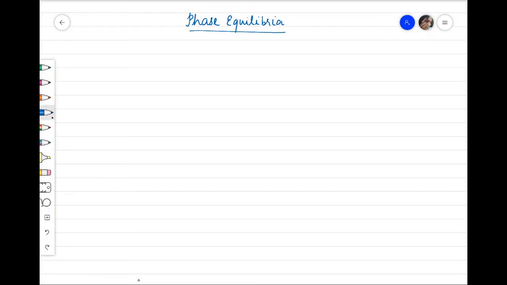Hello, children. So, this is a new topic which is phase equilibrium, or equilibria as we say. Here what we are actually talking about is equilibrium between the phases.